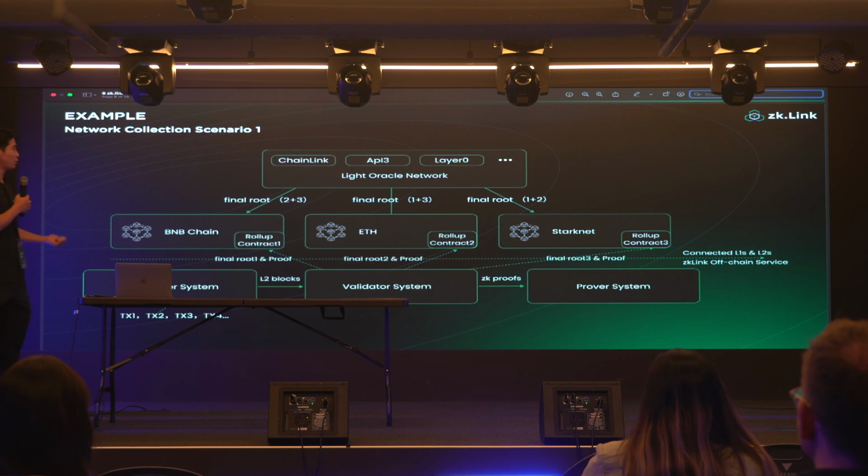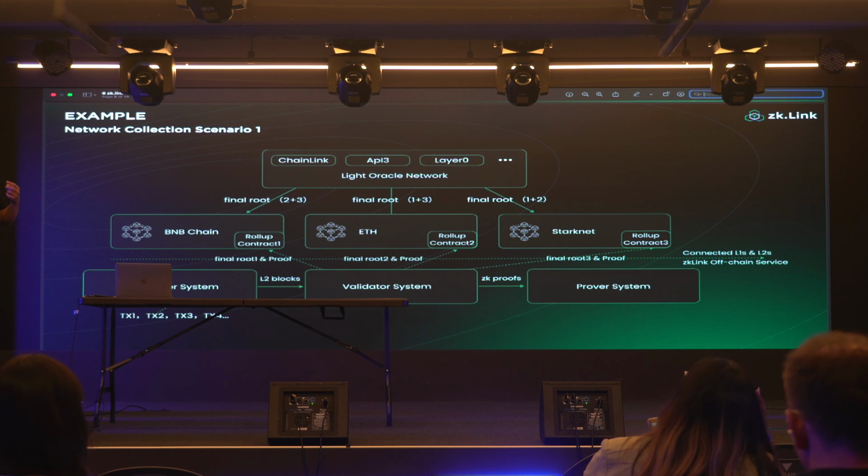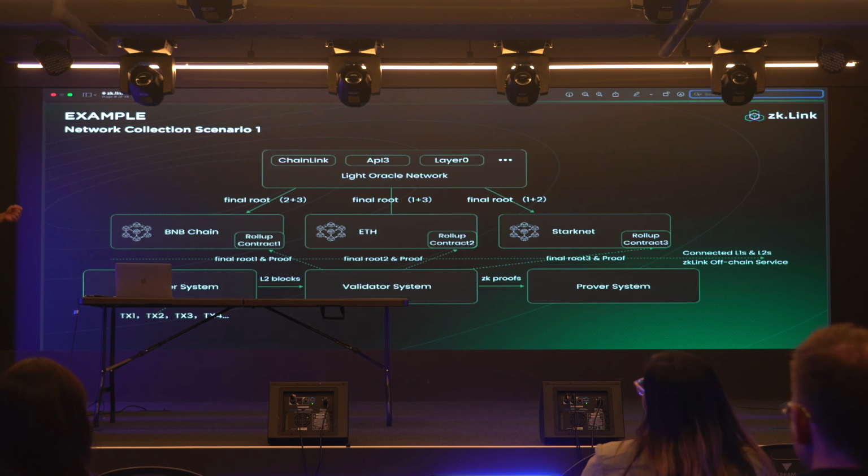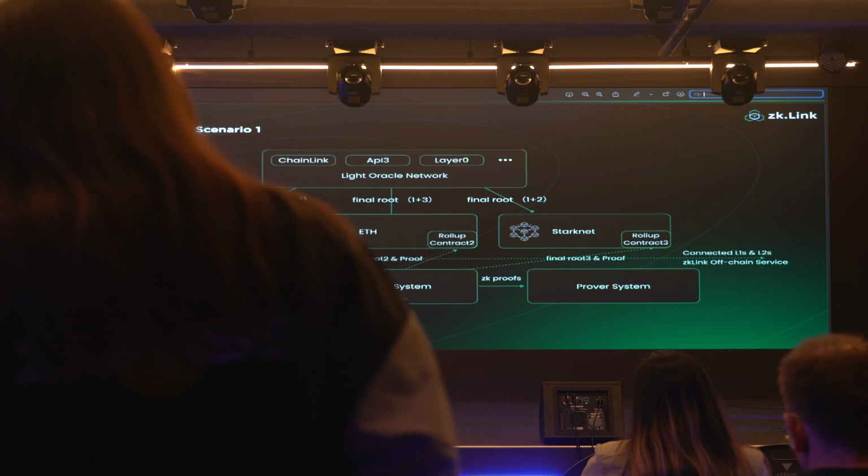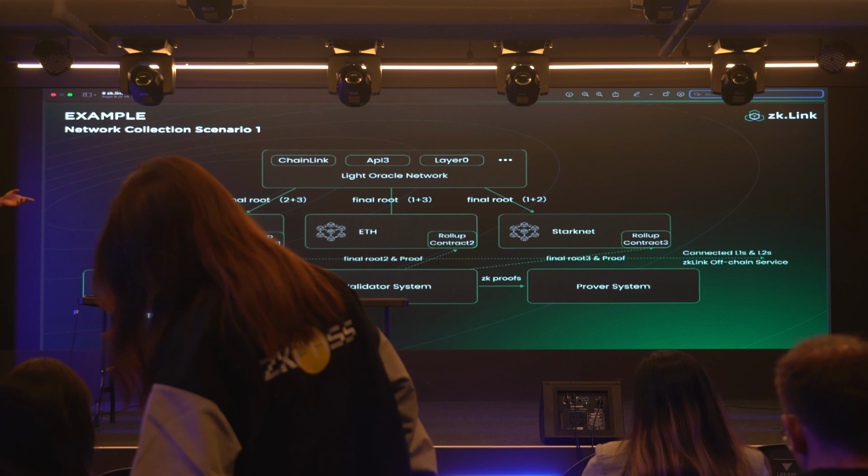This is just an example of the application setup. This is one of the earliest applications built using the zk.Link middleware infra. In this example, they have deployed on Ethereum, BNB Chain, Starknet, and a few other layer 1s and layer 2s, which are already represented by BNB Chain and Starknet.